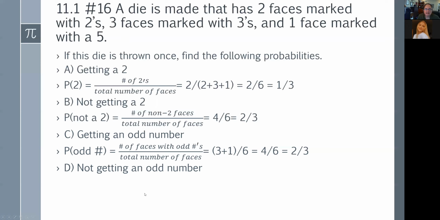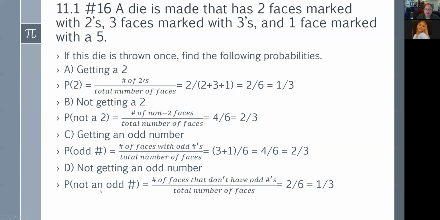Part D is the probability of not getting an odd number. So the probability of not getting an odd number, that'll be the number of faces that don't have odd numbers out of the total number of faces. And the faces that don't have odd numbers, those will be the faces that have a 2 on them. And there were 2 of those faces. So that probability is 2 out of 6, which reduces down to 1 out of 3.